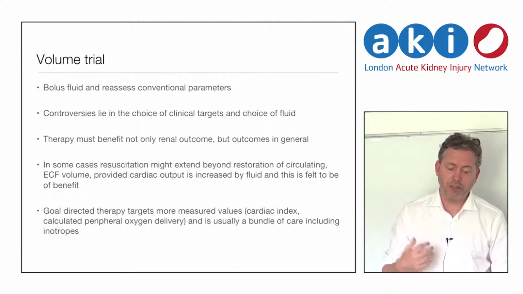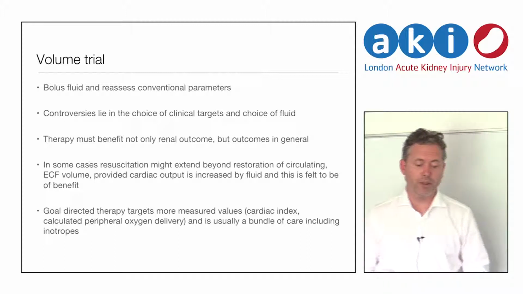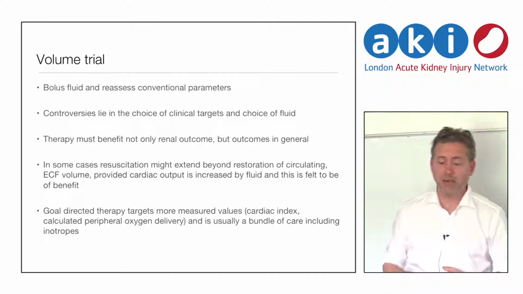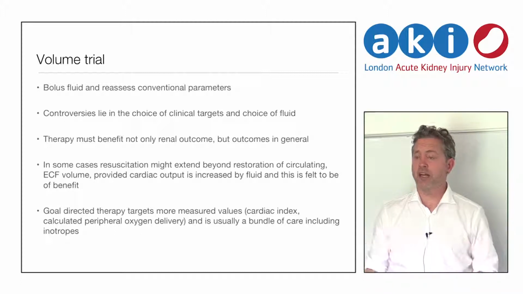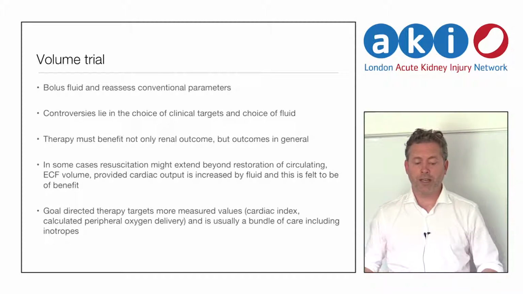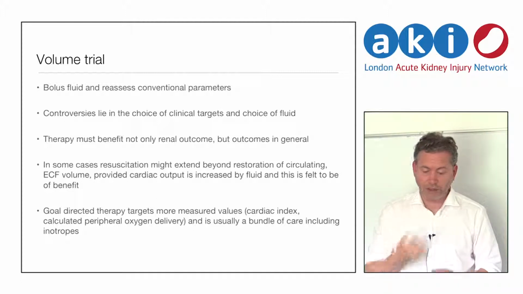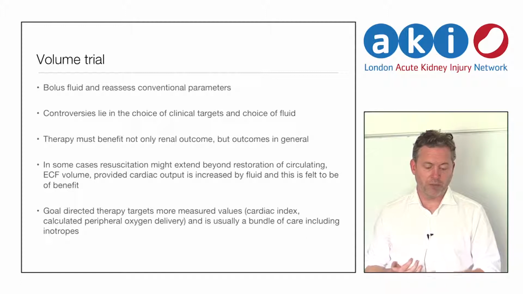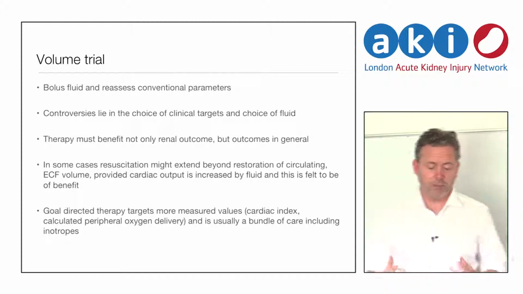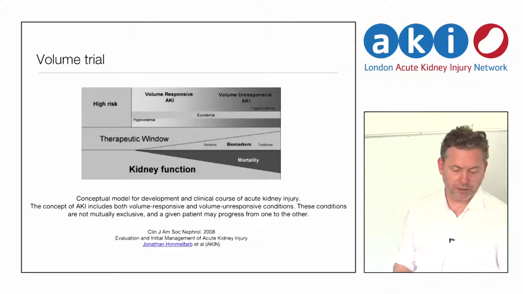And in some cases, we may be resuscitating beyond restoring circulating ECF volume if we establish that an increase in cardiac output may be desirable and cardiac output is likely or is being increased by volume resuscitation. We can go to supranormal values. Goal-directed therapy targets more measured values such as cardiac index, calculated peripheral oxygen delivery. It is usually part of a bundle of care including inotropic support.